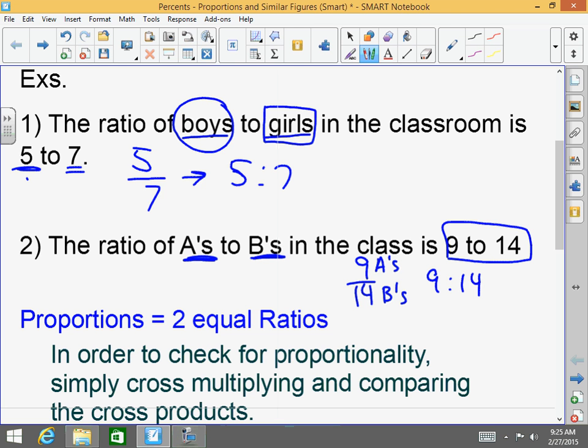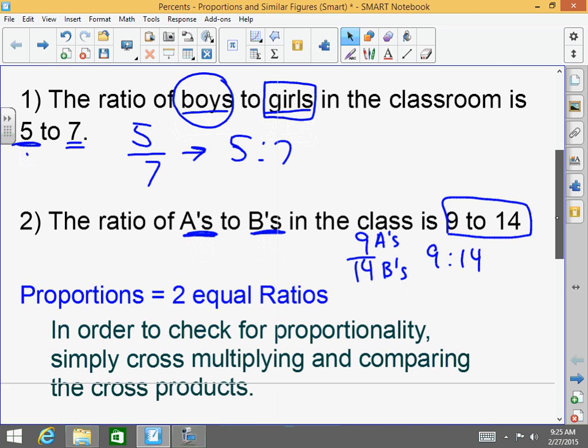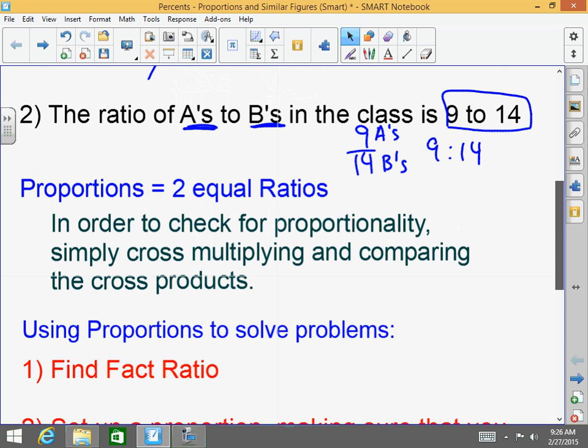So now that we understand what ratios are, we have to talk about proportions. And proportions, my brothers, are two equal ratios. In order to check for what's called proportionality, in other words, to check to see if two ratios are proportional, you're going to cross multiply and compare the cross products.